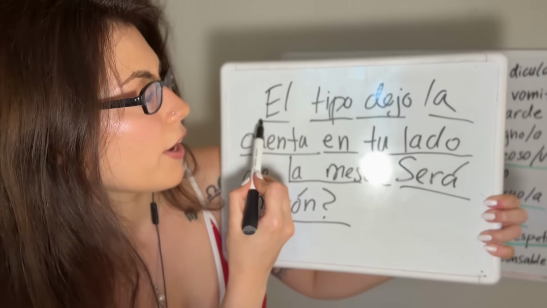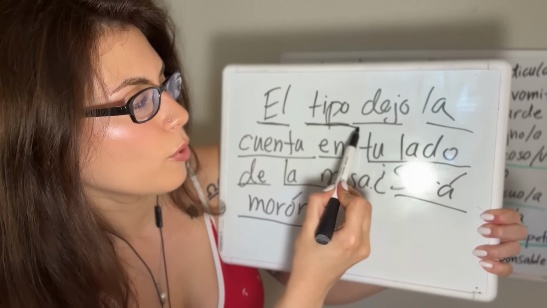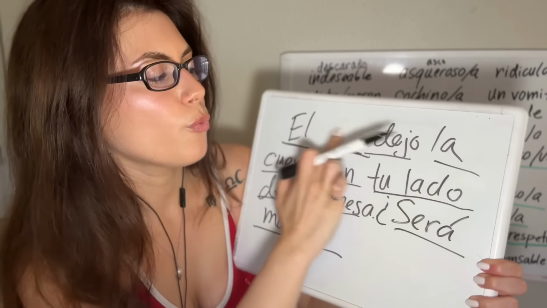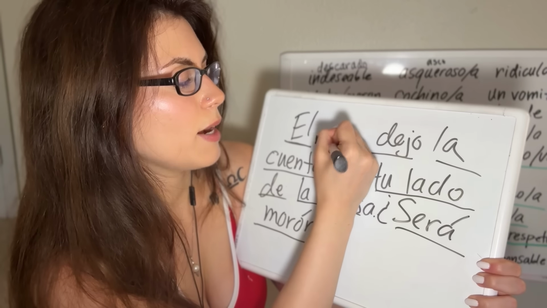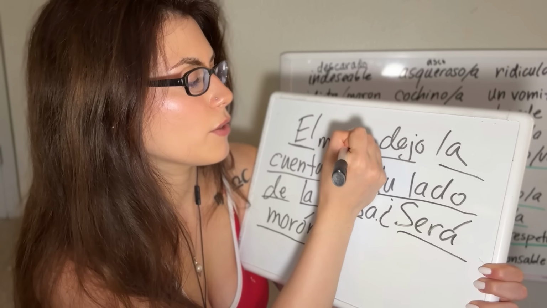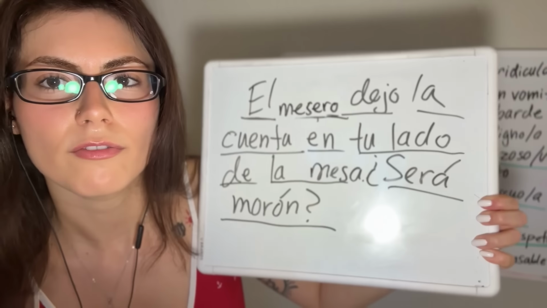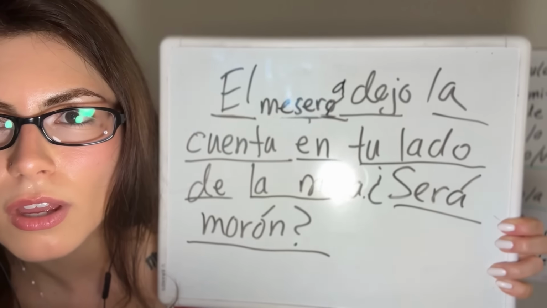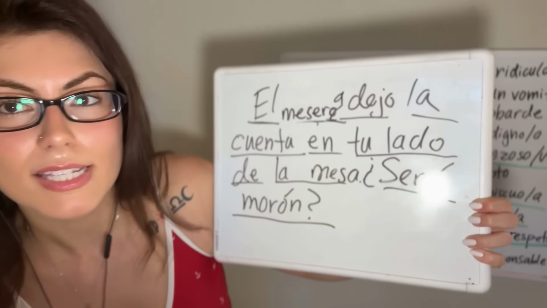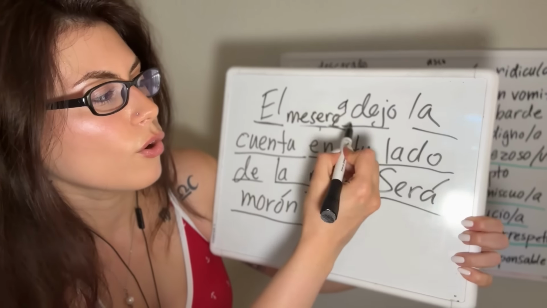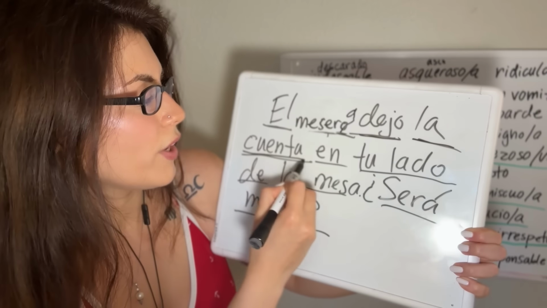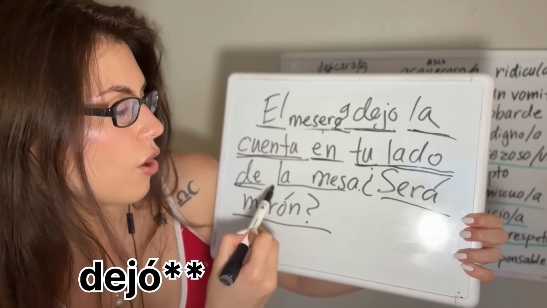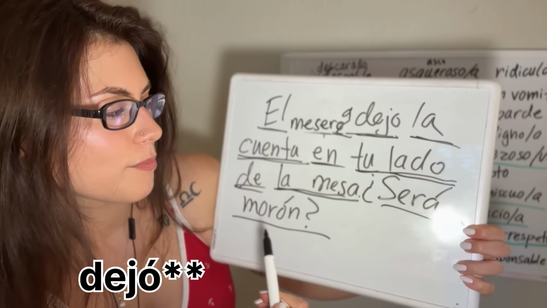Pronounce it with me. El tipo. If we were to say the server or the waiter, we would say el mesero. And if it's a female, we could just replace this with an A at the end. So, el mesero or la mesera dejó la cuenta en tu lado, on your side of the table, de la mesa.